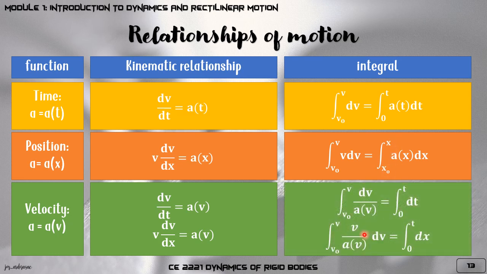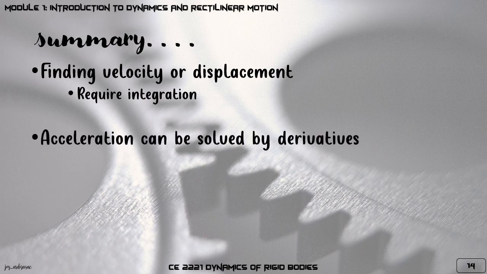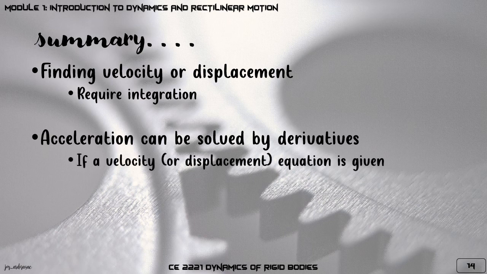And we have for velocity the integral of dv divided by a(v) from vo to v is equal to the integral of dt from 0 to t. And lastly, we have v dv divided by a(v) is equal to the integral of dx from 0 to x. So as a summary, in finding the velocity or the displacement, this would now require integration of the acceleration equation. And for the acceleration, this can now be solved through the derivatives of your velocity or displacement.